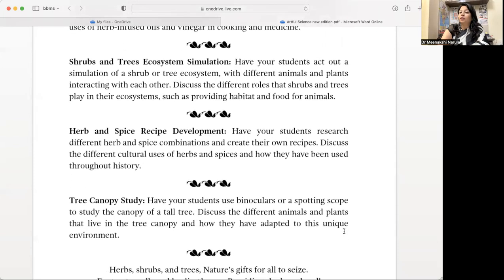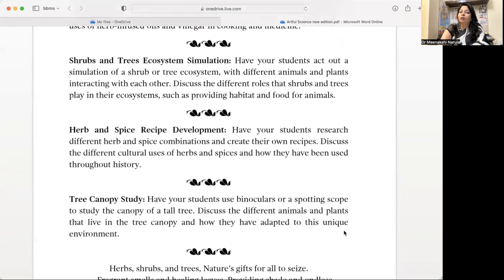Shrubs and trees ecosystem simulation. Have your students act out a simulation of the shrub or tree ecosystem with different animals and plants interacting with each other. Discuss the different roles that shrubs and trees play in the ecosystem, such as providing habitat and food for the animals. Because for them, this is very important to know how and why to protect our plants, our planet. How can they do it? Because they provide food, they provide shelter to various animals, they are home to various animals. So why go ahead with deforestation and all? Let's plant more trees, right?